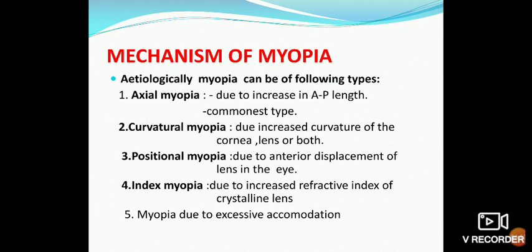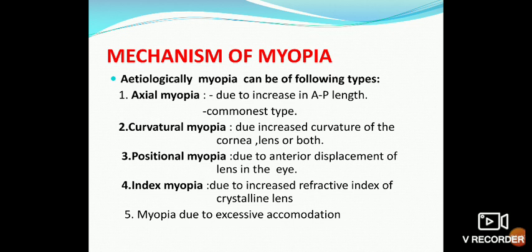Okay, first is axial myopia. Axial myopia is due to increased anteroposterior length, and is the commonest type of myopia. Next one is curvature myopia. This is due to increased curvature of the cornea, lens, or both. Due to increased curvature, obviously power will increase, and when the power of the cornea or the lens increases, obviously the total refractive power of the eye will increase, leading to excessive convergence of the incoming rays.